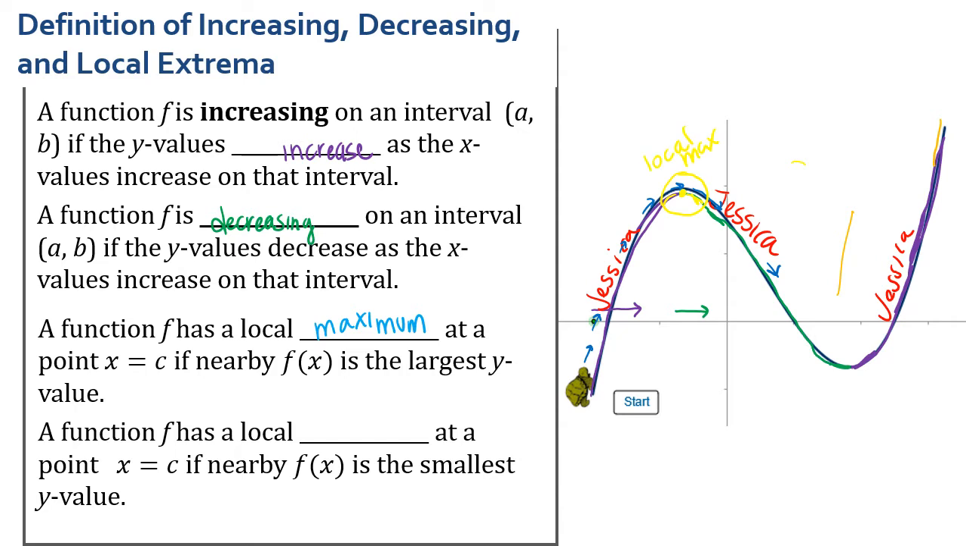Over here, a function has a local minimum at a point x equals c if nearby f of x is the smallest y value. So here, again, if I drew a little neighborhood around here, we'd say this point right here would be a local minimum because everything on either side of it is above it.